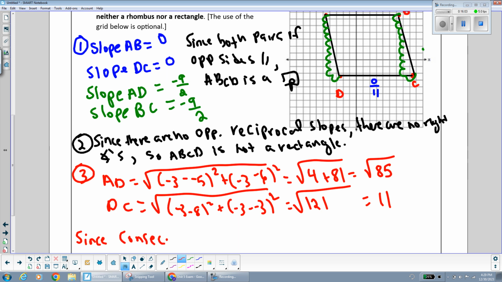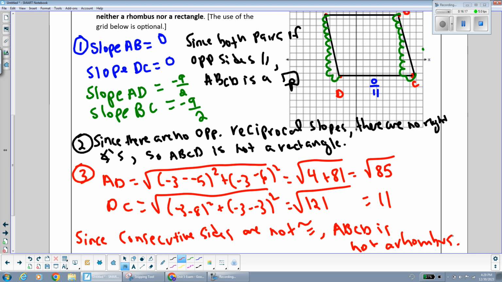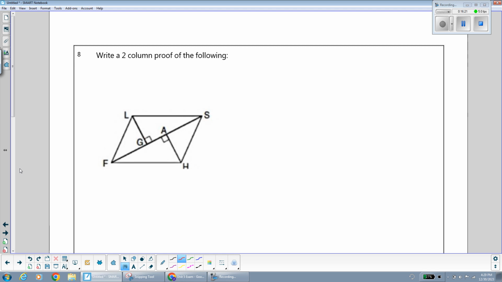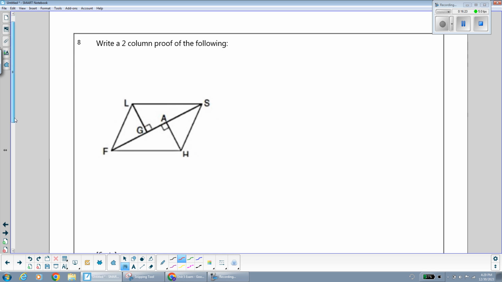Since consecutive sides are not congruent, ABCD is not a rhombus. There we go. Okay, moving on to the next question.